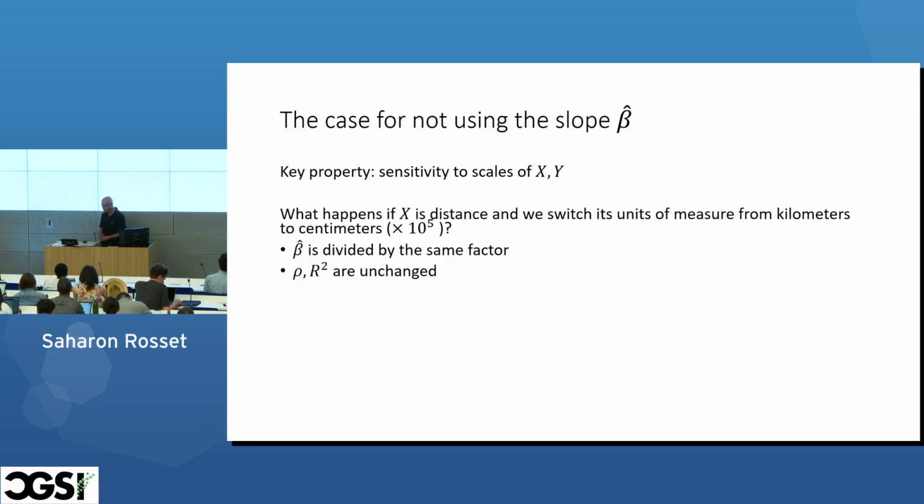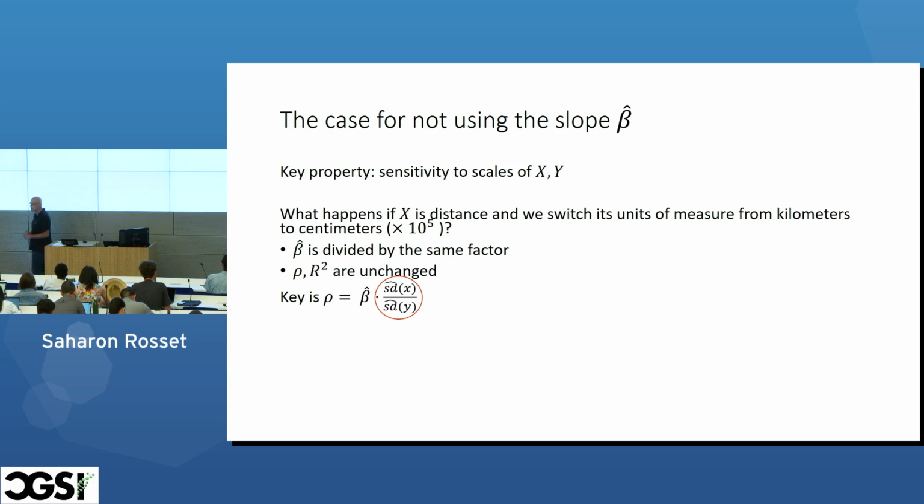And the obvious example is if I take X, say X is measuring some distance, and now instead of measuring it in kilometers, I measure it in centimeters. So I multiply each value of X by 10 to the power of 5. What happens to my measures of strength of a linear relationship? So what I know will happen is that the linear regression coefficient will get divided by the same factor, by 100,000, and that the empirical correlation and variance explained will be unchanged.